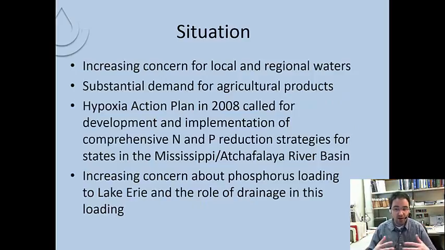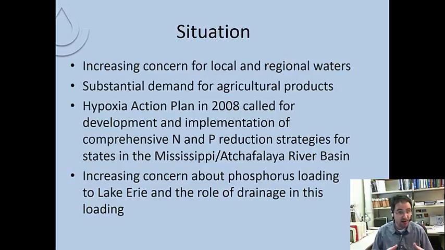However, if we take a broader view of this, certainly we have a demand for our agricultural products. Throughout the Midwest, really throughout the world, there's a demand for agricultural products, but at the same time, we have an increasing concern for local and regional waters. Two of those are hypoxia in the Gulf of Mexico, and then increasing concern about phosphorus loading to Lake Erie or the Great Lakes basin, and the role of drainage in this loading.